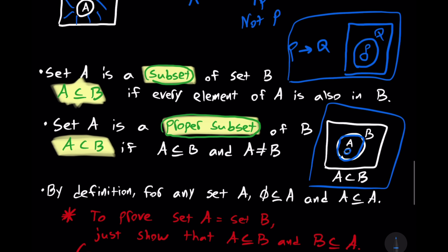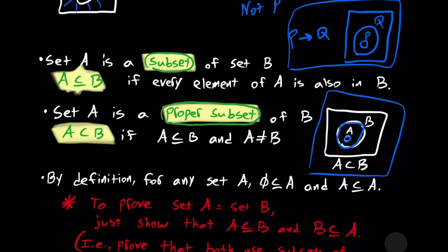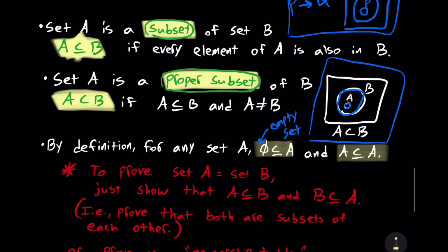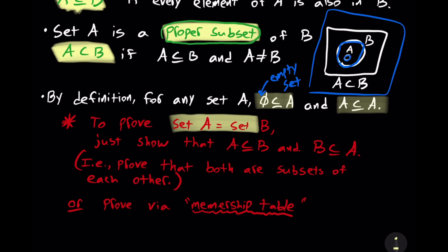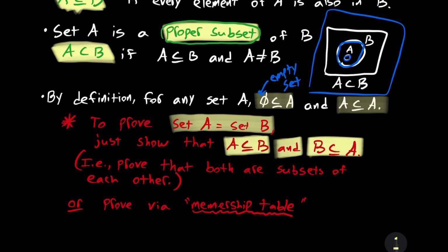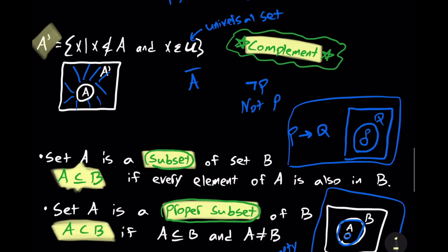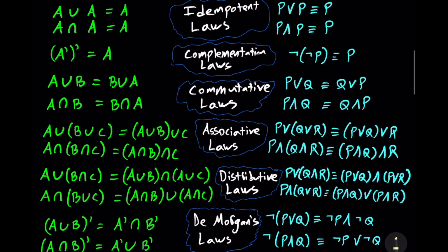Moreover, we should note that by definition, for any set A, the empty set is a subset of A, and A is a subset of A. So this right here refers to the empty set that contains no members. And to prove that set A equals set B, we just have to show that A is a subset of B and that B is a subset of A. That is, prove that both are subsets of each other. And that's one way to prove these various set identities.